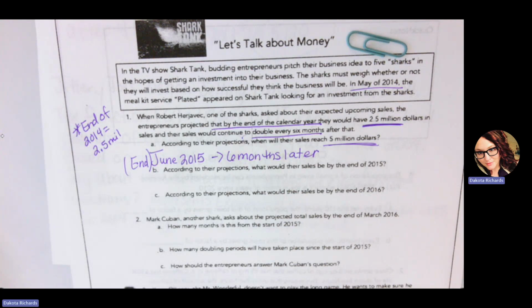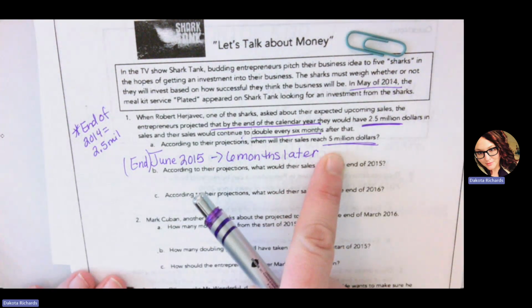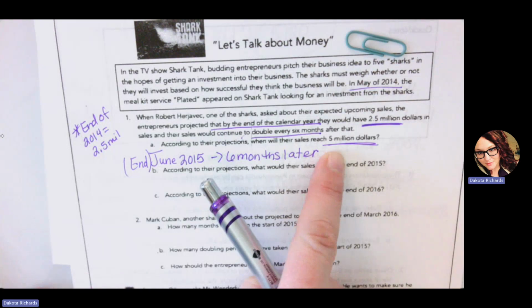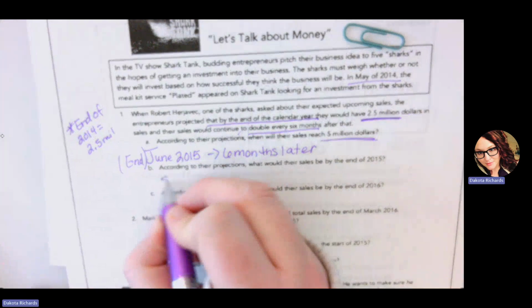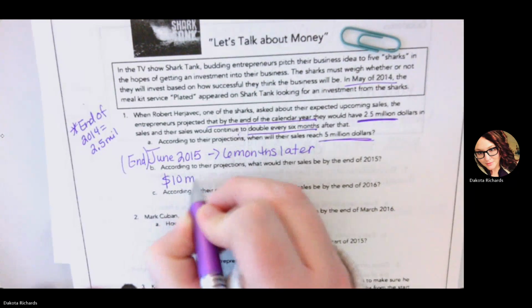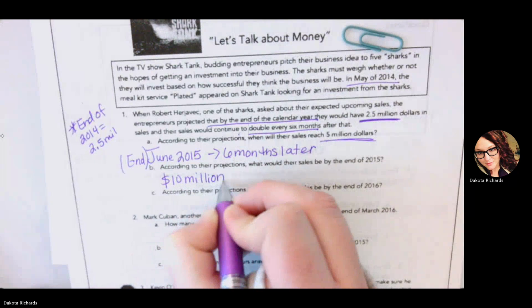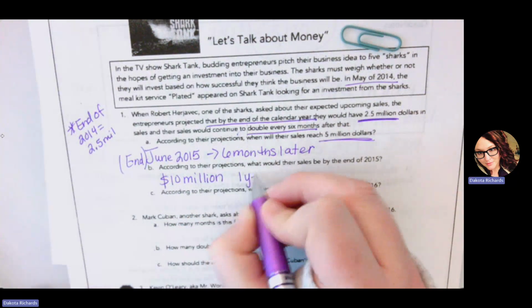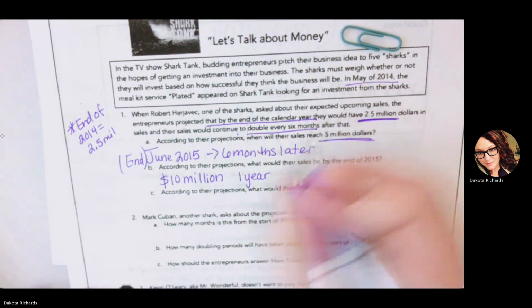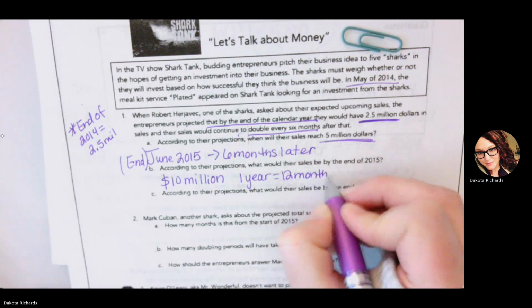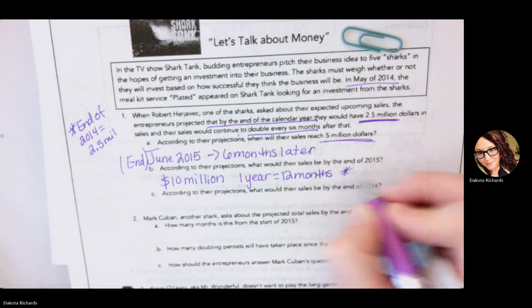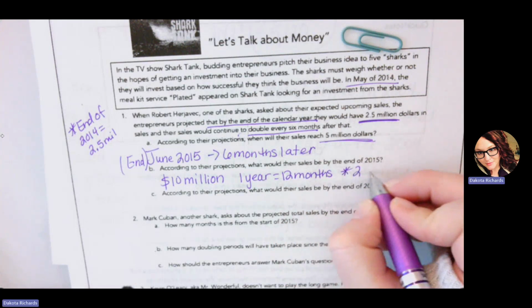According to their projections, what would the sales by the end of 2015 be? So another 6 months. If we're at 5, what happens when we double 5? 5 times 2 is what? 10. So at this point, they're going to have 10 million. So 1 year equals 12 months. And that would be 2 doubling periods.